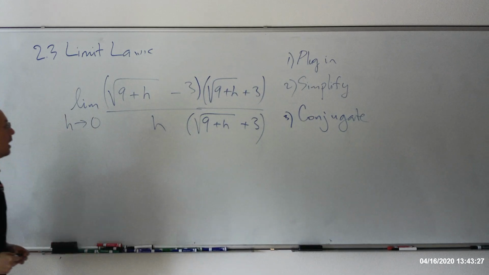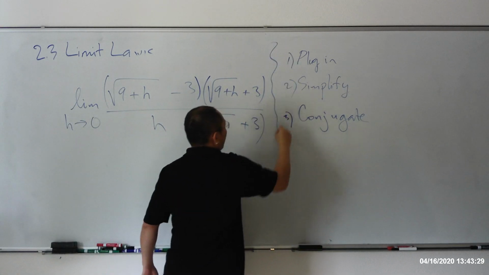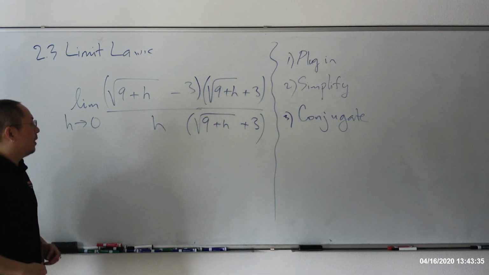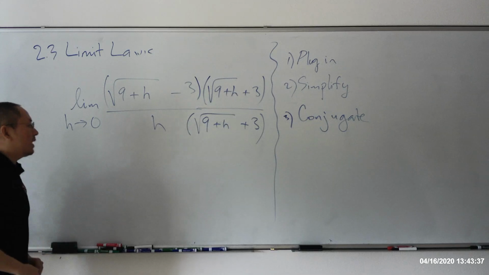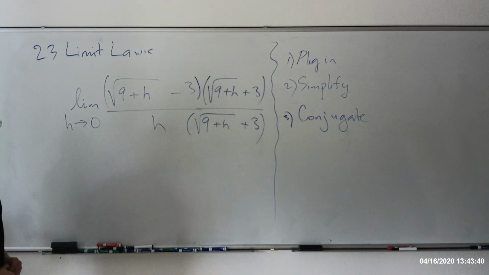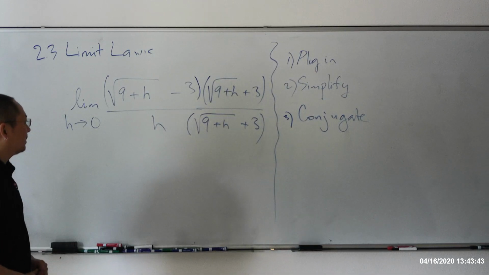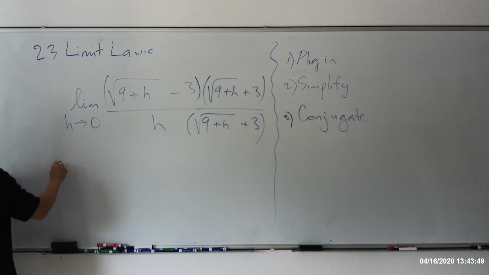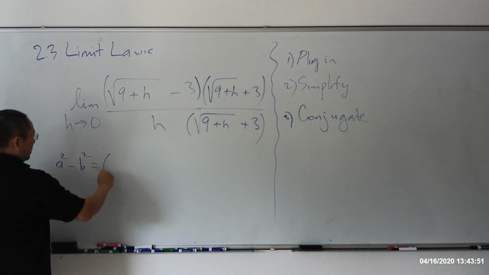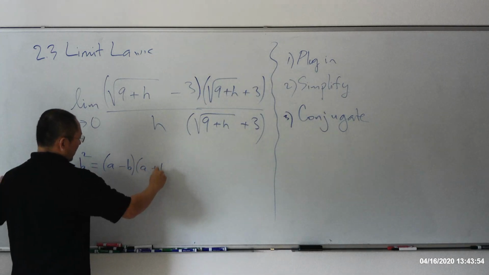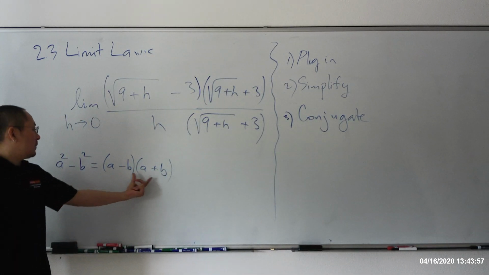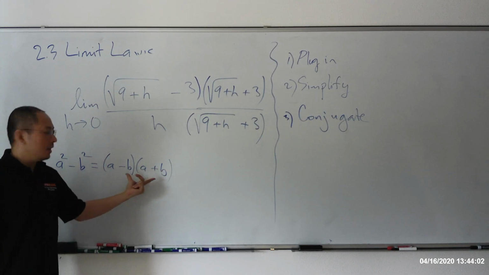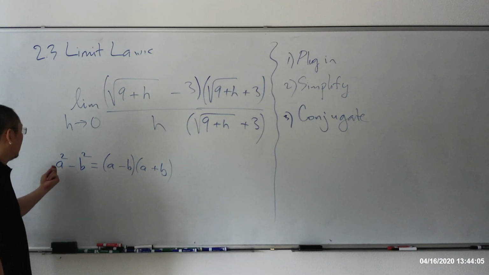So I am multiplying the numerator and denominator by the same quantity, square root of 9 plus h plus 3. That means I'm not changing the value of the entire fraction at all. So far, so good. And what is so good about multiplying by the conjugate? It comes from a squared minus b squared being equal to a minus b times a plus b. You see the conjugate here: a number minus a number, and a number plus a number. You multiply those two factors together, you get a squared minus b squared.